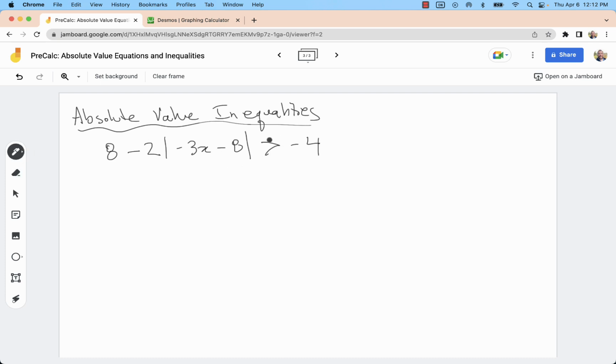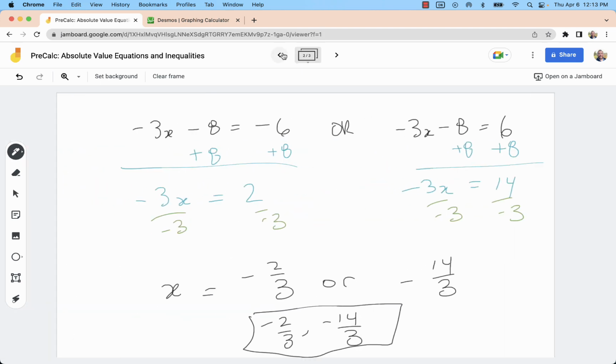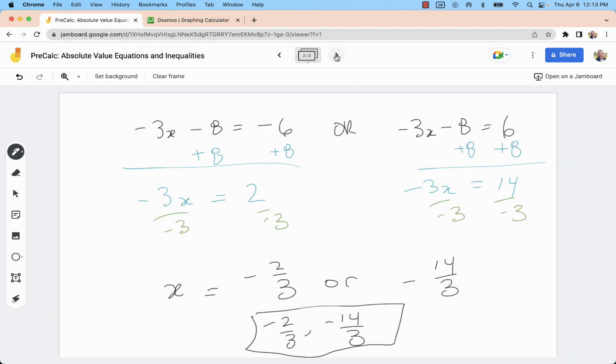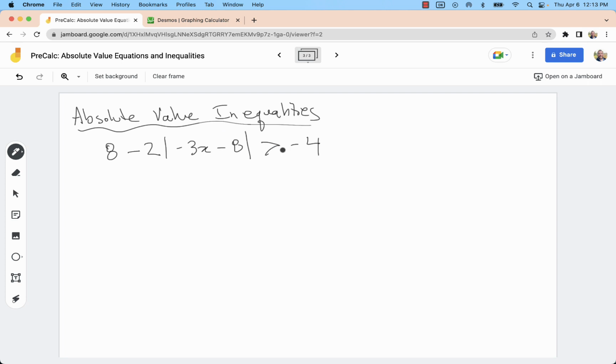The first example I'm going to do is going to have a greater than sign. And the steps are the same until we get to the point where we drop the absolute value and add a plus minus, because we will need to factor in the fact that we're not just equaling the right side, we could have greater than, less than, greater than or equal, less than or equal.